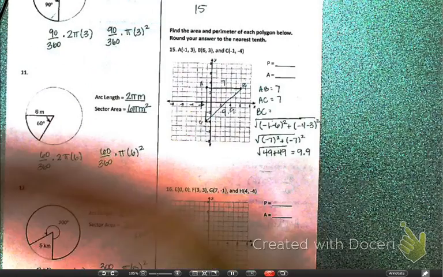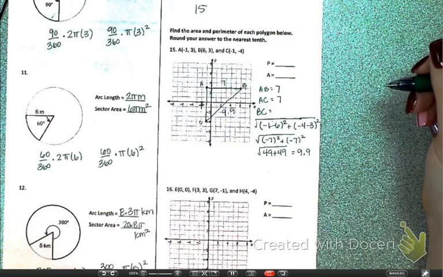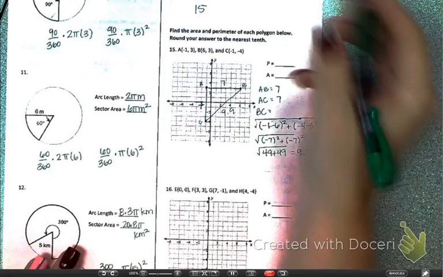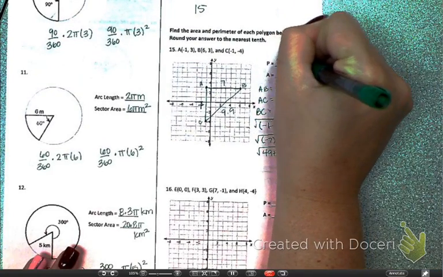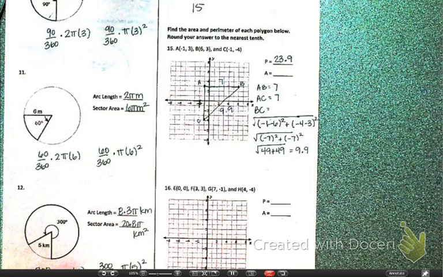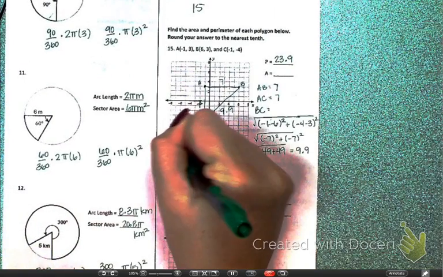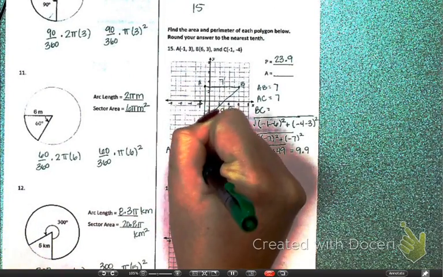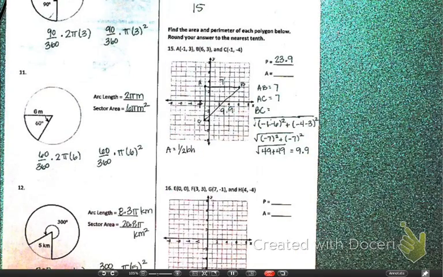You find the perimeter by adding up all the sides. 7 plus 7 plus 9.9 is 23.9. We didn't focus on units in the last unit, so this one doesn't need units. Area of a triangle tends to be a problem. So most of us need to probably write down this formula I'm going to give you. Area of a triangle is 1/2 the base times the height.